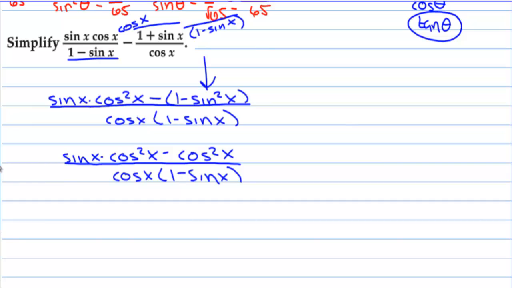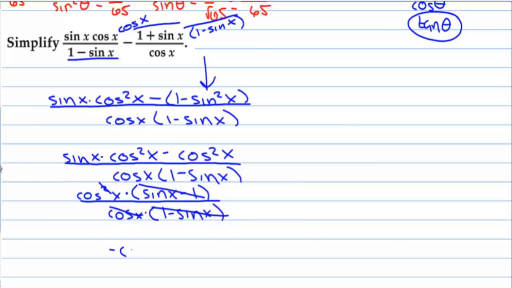So on top, we can factor out a cosine squared. And that leaves sine of x minus 1 over cosine x times 1 minus sine x. Awesome. Now that it's multiplication, we can start canceling a lot of things. First of all, one of the cosines cancel. These two cancel each other out, but they leave behind a negative 1. So the answer is negative cosine of x.